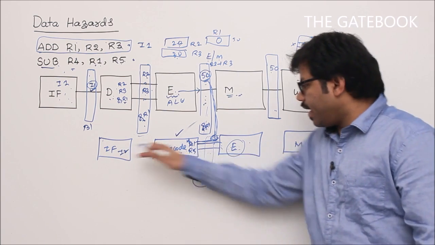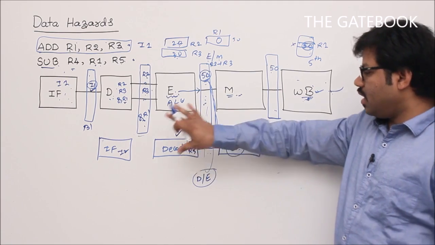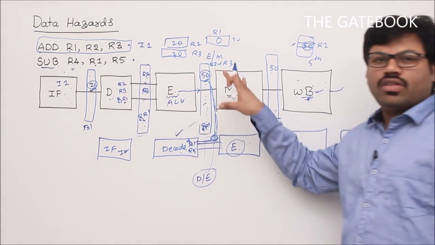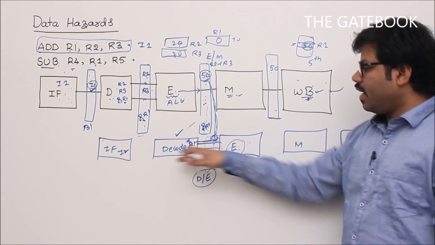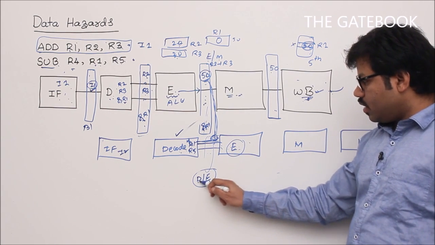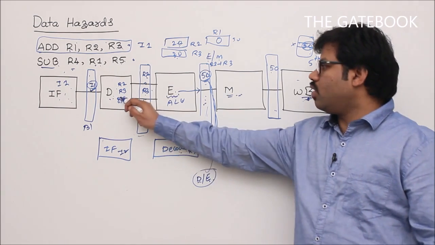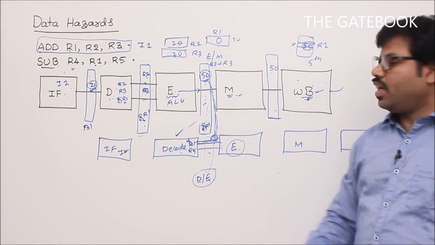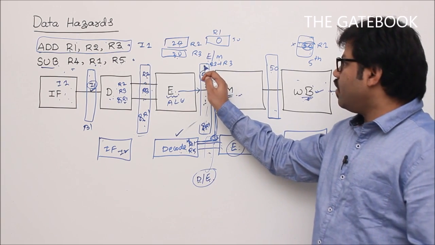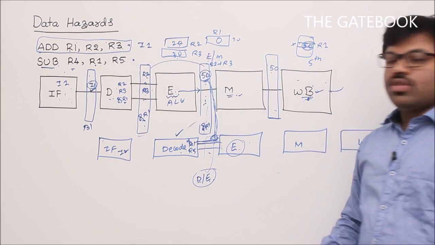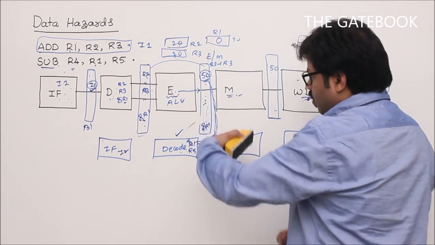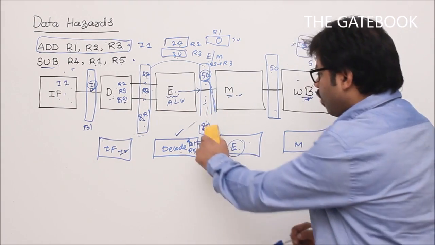Though I am showing it on the next line, this entire circuit is equivalent to this circuit. For convenience, we are writing it on the next line, but this decode and execution buffer is nothing but this decode and execution buffer. Finally, we have to forward from here to here. That means, connection-wise, we have to forward like this. Better, I show it in parallel lines. So we will see what is going to happen.